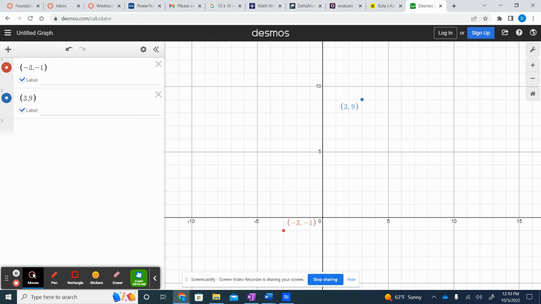Okay. So where is this crossing the y-axis? It's crossing at 4. So what's the equation? Y equals 5 over 3x plus 4. You guys are amazing.